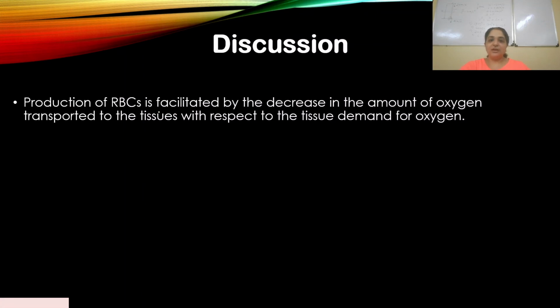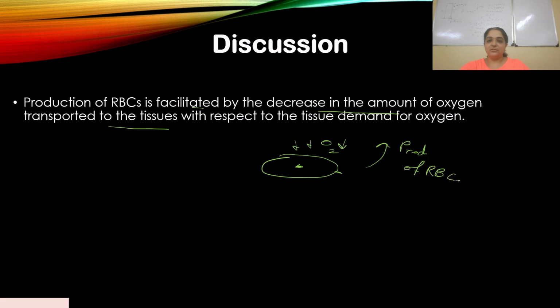So production of RBCs is facilitated by the decrease in the amount of oxygen transported to the tissues. So this is your cell over here. O2 decreases, and with respect to the demand for oxygen, that triggers the production of RBCs.